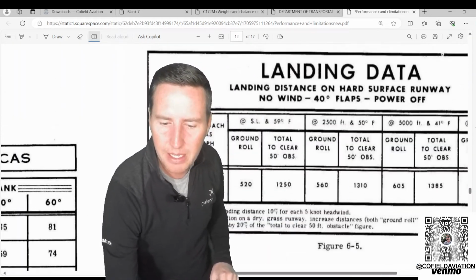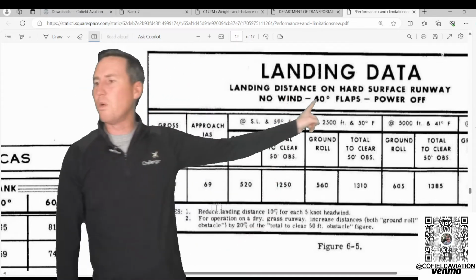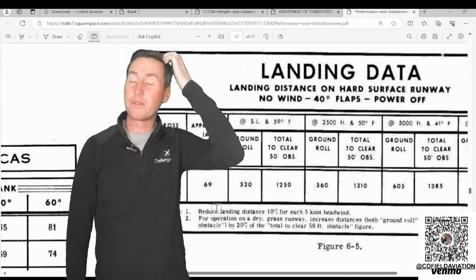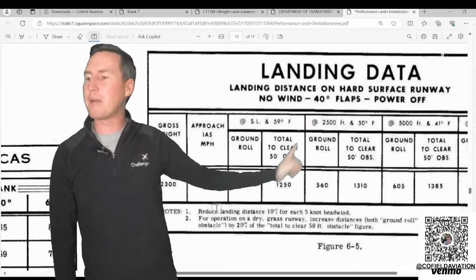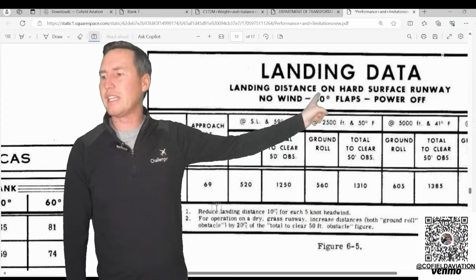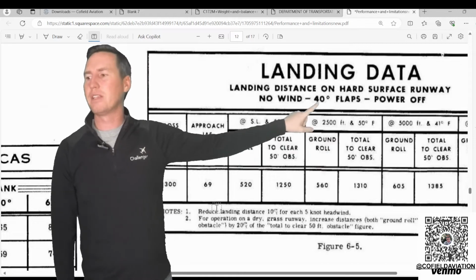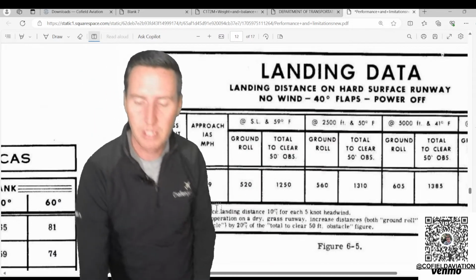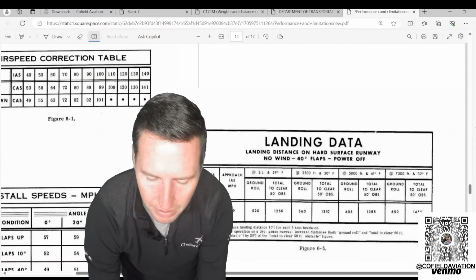So our landing data right here is predicated on no wind, 40 degrees of flaps, and power off. So if you don't do 40 degrees of flaps, well, you're not guaranteed these numbers. So that's why in the short field landing, you have to do 40 degrees of flaps in your training. Otherwise, you can do whatever flap setting you want.